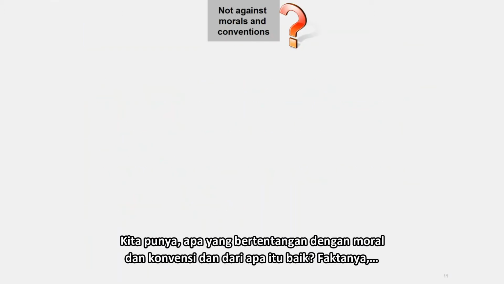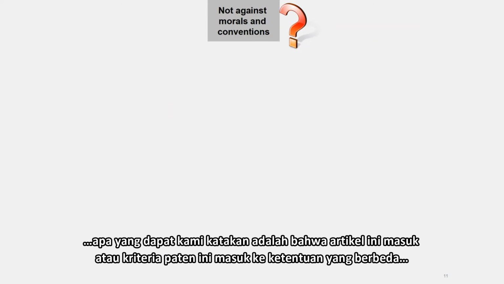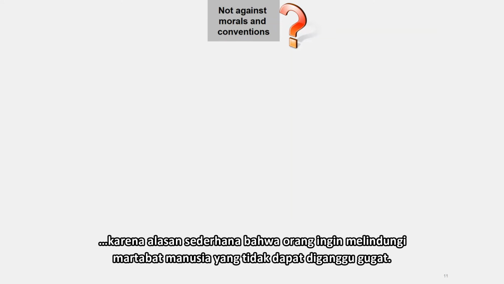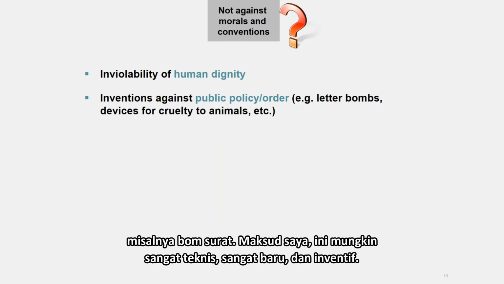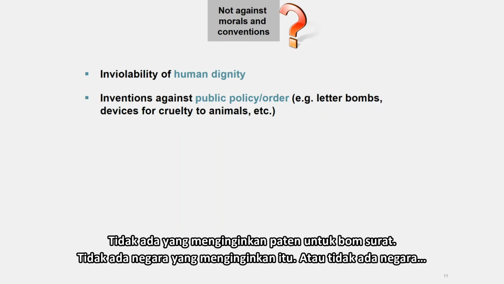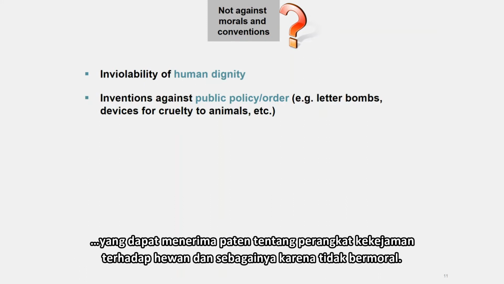Then we have what is against morality and convention. In fact, what we can say is that these patentability criteria come in two different provisions for the simple reason that people do want to protect the inviolability of human dignity. And of course, not only that, but also not to accept inventions which are against public policy or order. For example, a letter bomb. I mean, it might be very technical, very new and inventive. Nobody wants a patent for a letter bomb. No country can accept a patent about devices for cruelty to animals and so on because they are not moral.